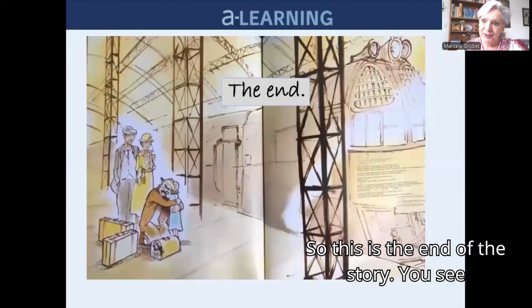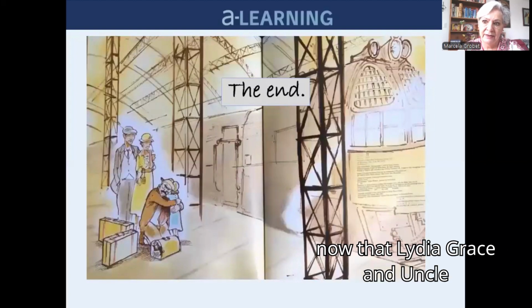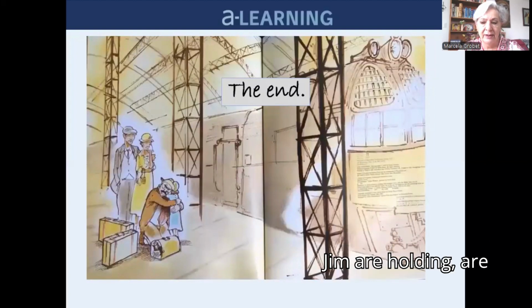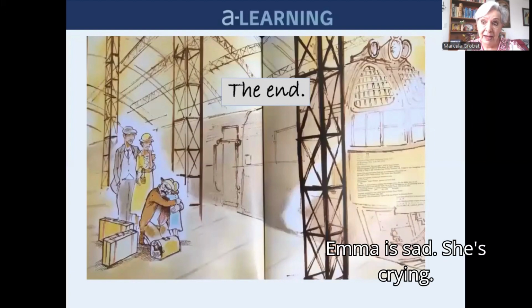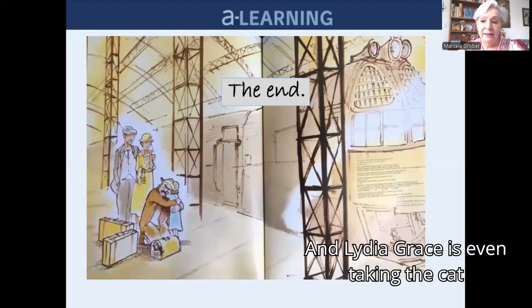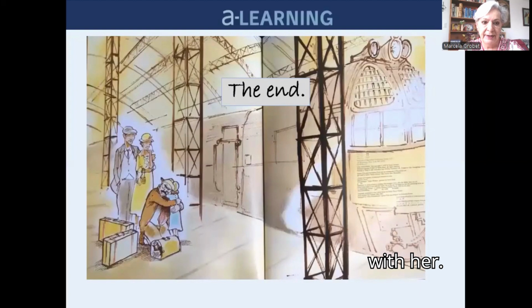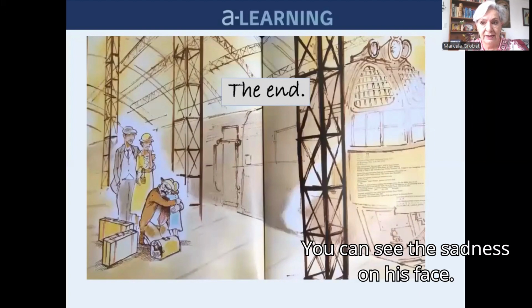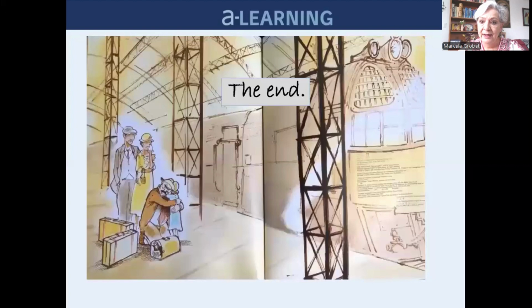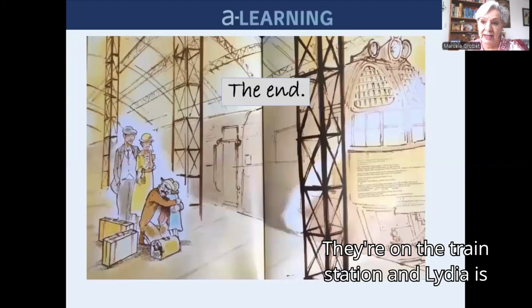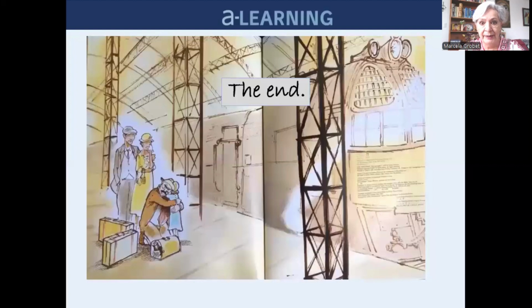So this is the end of the story. You see now that Lydia Grace and Uncle Jim are hugging each other. Emma is sad, she's crying. Ed is next to her. And Lydia Grace is even taking the cat with her. Uncle Jim is sad. You can see the sadness on his face. They're at the train station and Lydia is ready to go back home.